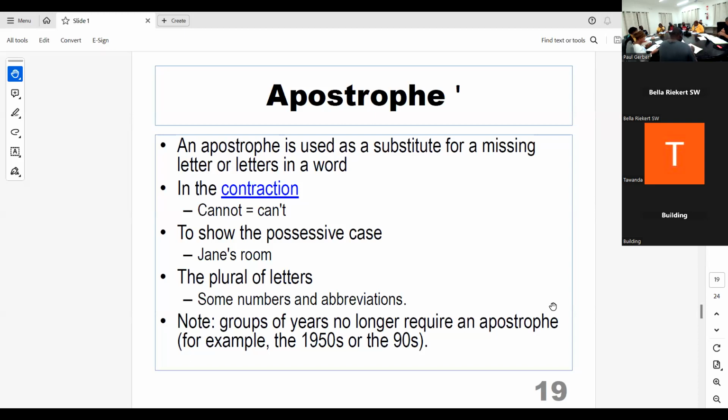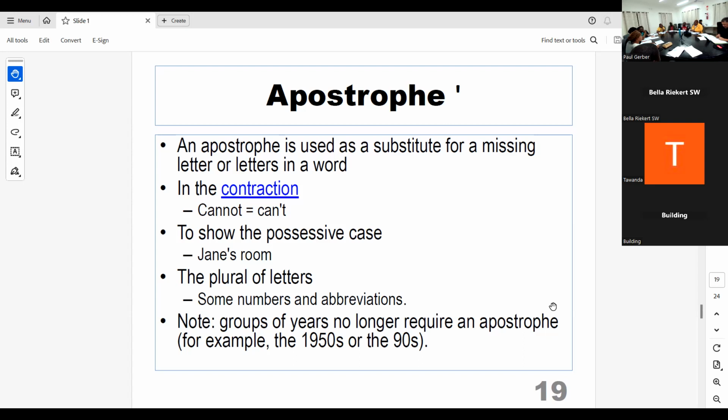Okay. And our next thing that we're going to speak about, and you just brought this up now, it's the apostrophe. No? The apostrophe. And an apostrophe is used as a substitution for a missing letter or letters in a word, right? So in the contraction, what a contraction is, is when we take one word and we take away a whole lot of letters and pull them together, and we have another word with an apostrophe in it, right? That's when we do what's called a contraction. I didn't explain this to you, but that's what a contraction is.